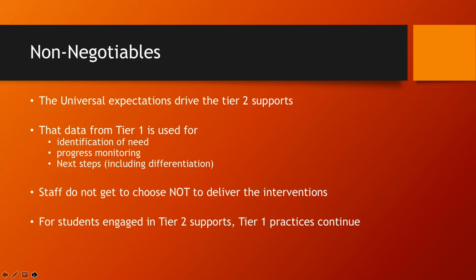Sometimes, and I don't know if this is what's happening in your buildings, our Tier 2 supports are being provided. We have social academic instructional groups, or we have prompts on our daily progress report that we want staff to use with students. And that language is not reflected in our school-wide matrix. And so I would ask, where can we reconcile the two?